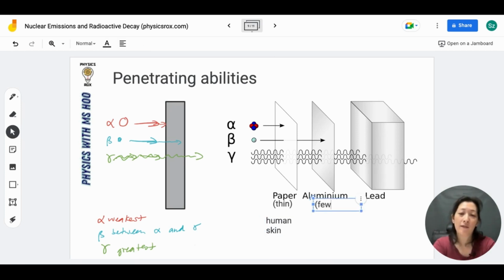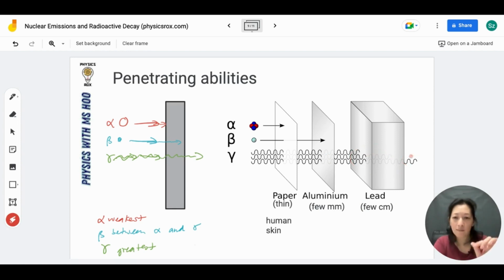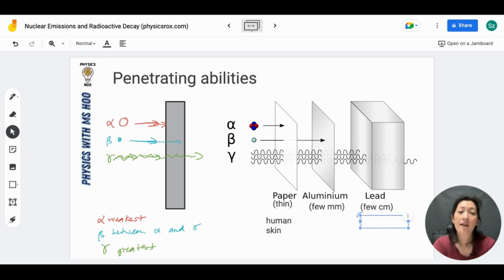Beta can be stopped by a few millimeters thickness of aluminium. Gamma needs to be stopped by a few centimeters of lead. So even stopped by is not correct to say. Gamma can be reduced with a few centimeters thick of lead. It's still able to penetrate a little bit, but most of it will be stopped by lead. Besides lead, gamma can also be stopped by concrete, but you need a few meters thickness of concrete.